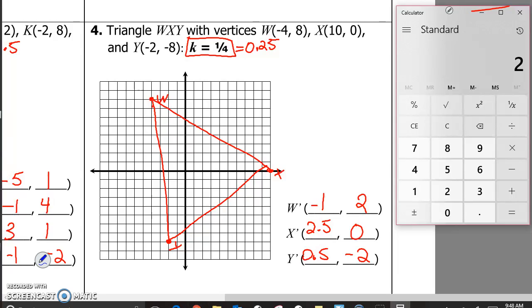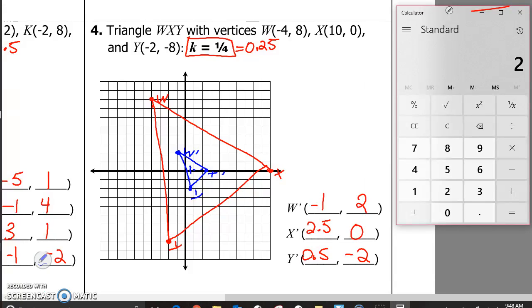So for our new figure, W is at -1, +1, 2. X is 2.5, 0. So we go over 1, 2, and a half and stay at 0. So it's going to be in between the lines there. And then Y is going to be 0.5. So we go over to 0.5 and down 1, 2. So there's our new Y. So as you can tell, we made that figure much smaller, a fourth of the size.